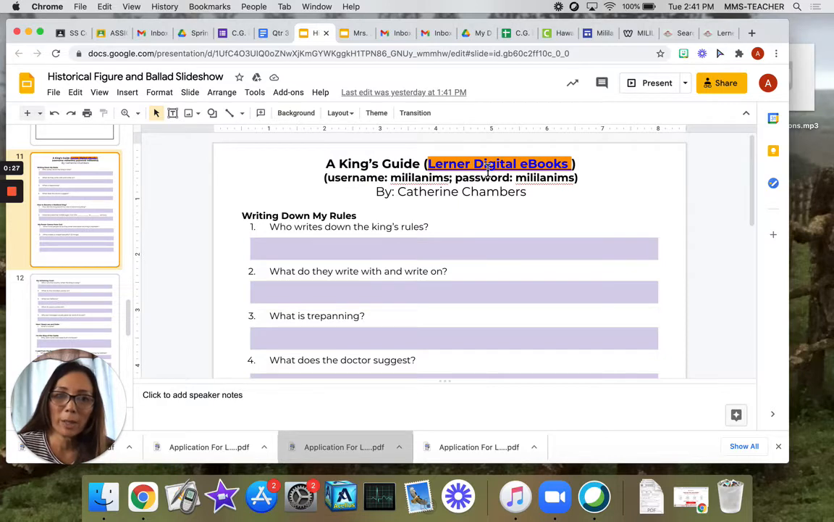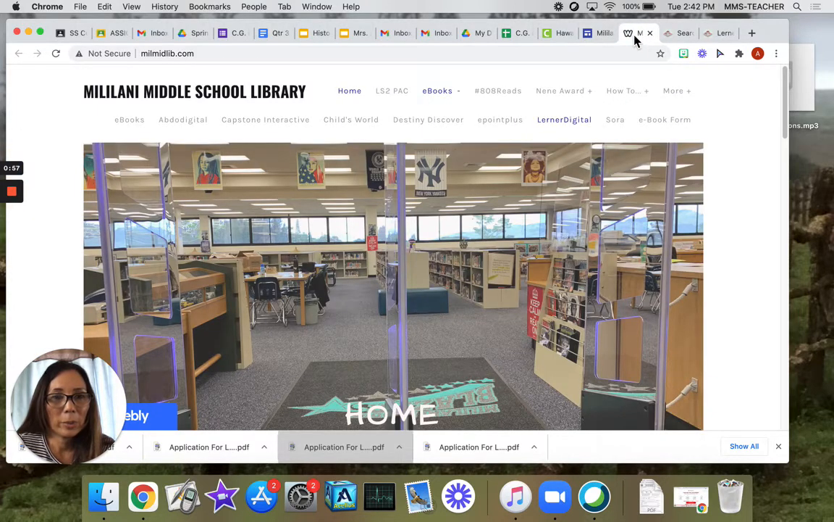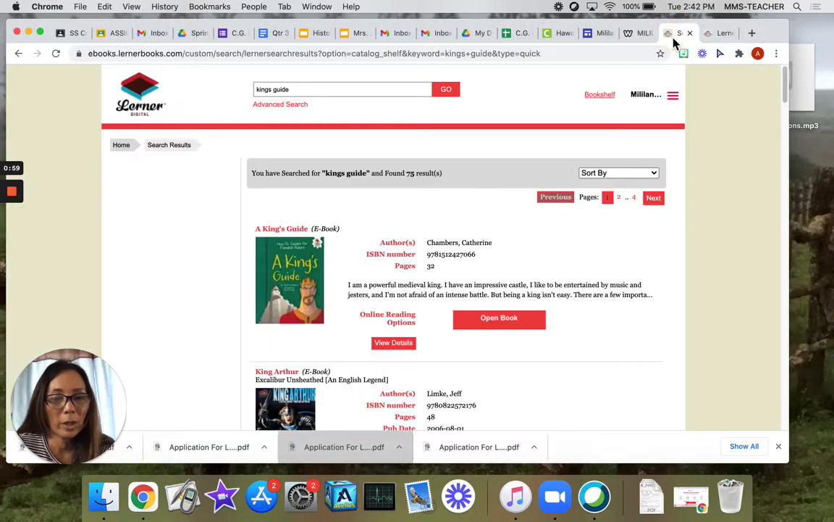school library website. And we're not using Capstone this time, but we're using Learner Digital. You notice that the username and password are the same as Capstone. So it's Middlealani MS for both username and password. So when you click on this link, it'll take you to our school website. Nope, it'll take you actually to Learner Digital.